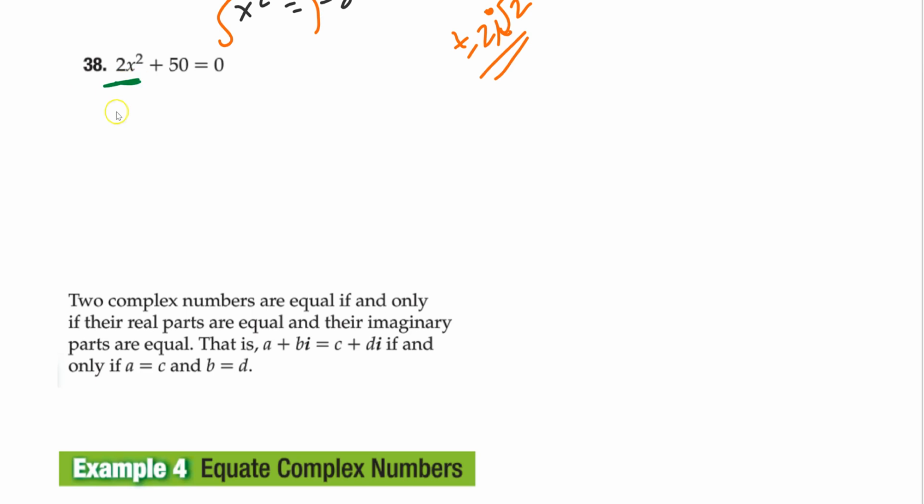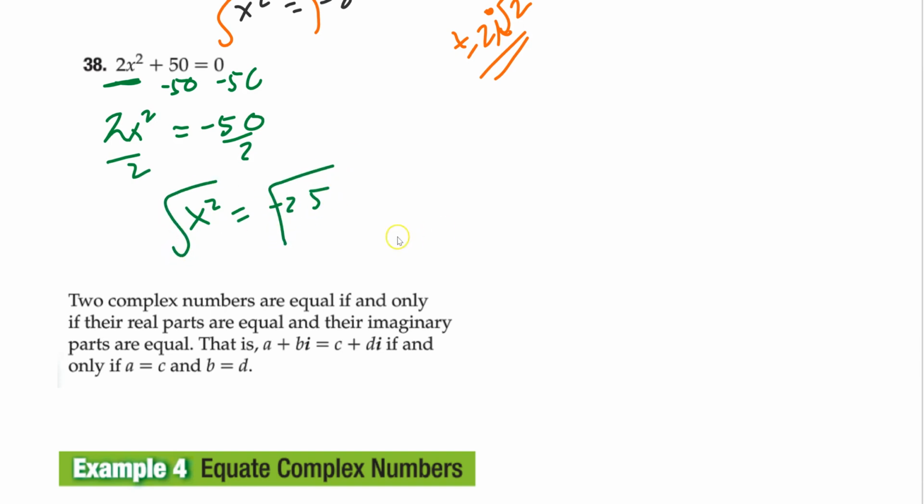Over here, try to get this by itself. Subtract the 50. Then we're going to divide by 2. X squared equals negative 25. Square root it. X equals plus and minus the square root of negative 25, which is the same thing as just saying plus and minus 5i. The i comes out, square root of 25 is 5.